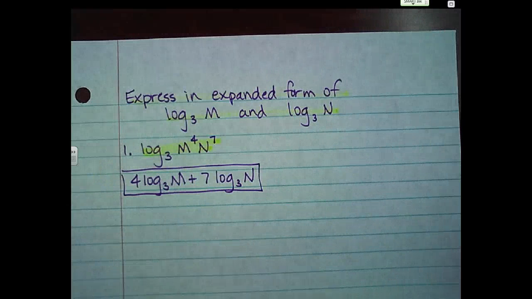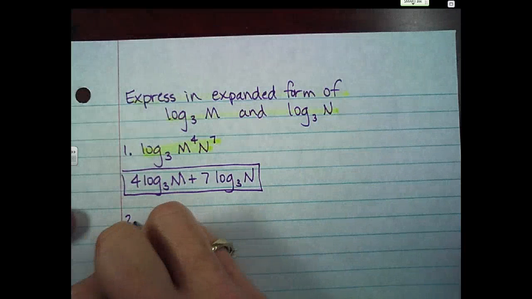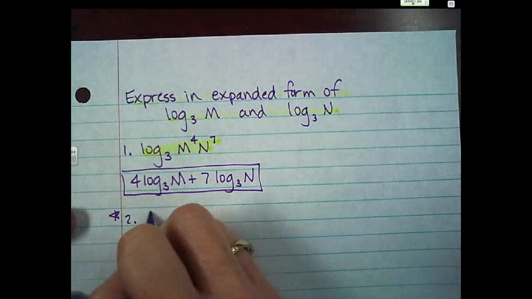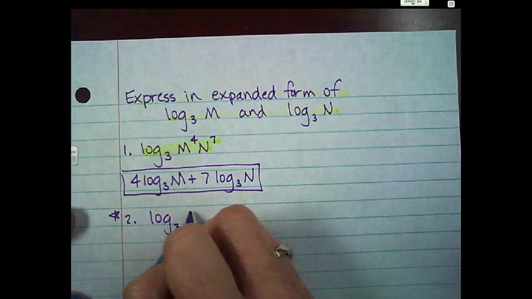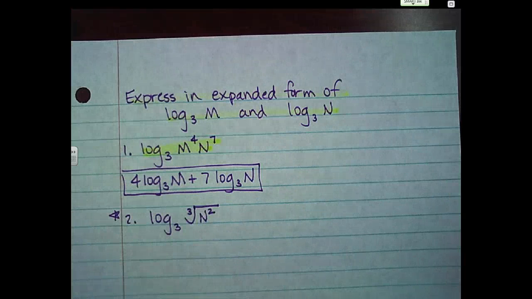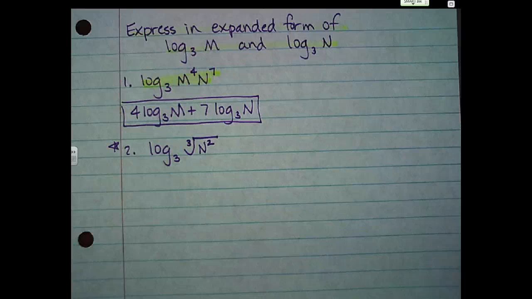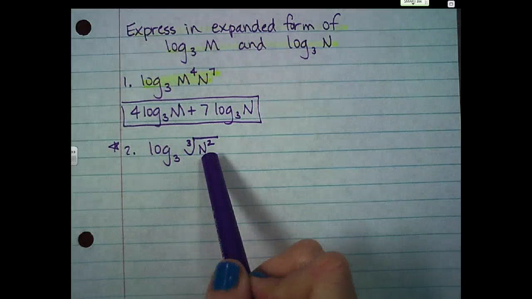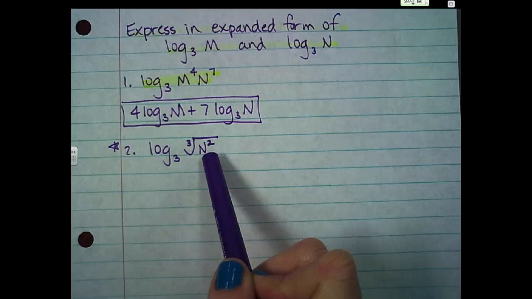Okay, let's go to number 2. Number 2 gets a little star. It looks a little strange. If I give you log base 3 of the cube root of n squared, and we have to expand that, there's no multiplication and no division. If we think about our property rules, we have the property of multiplication, which is addition, and the quotient property, division, which is subtraction. And the last one we have is the exponents.